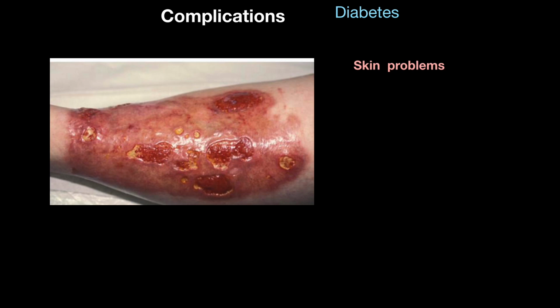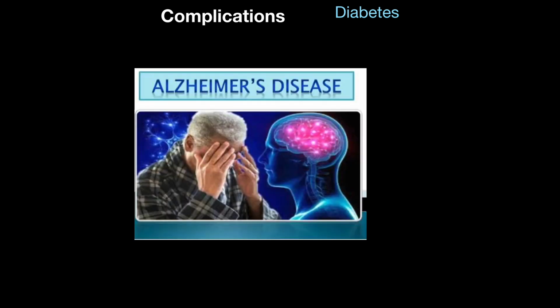Diabetes may also lead to various skin complications including bacterial and viral infections, cellulitis, etc. Another serious complication is Alzheimer's disease. It is a type of dementia characterized by progressive loss of memory and disruption in several other mental functions.